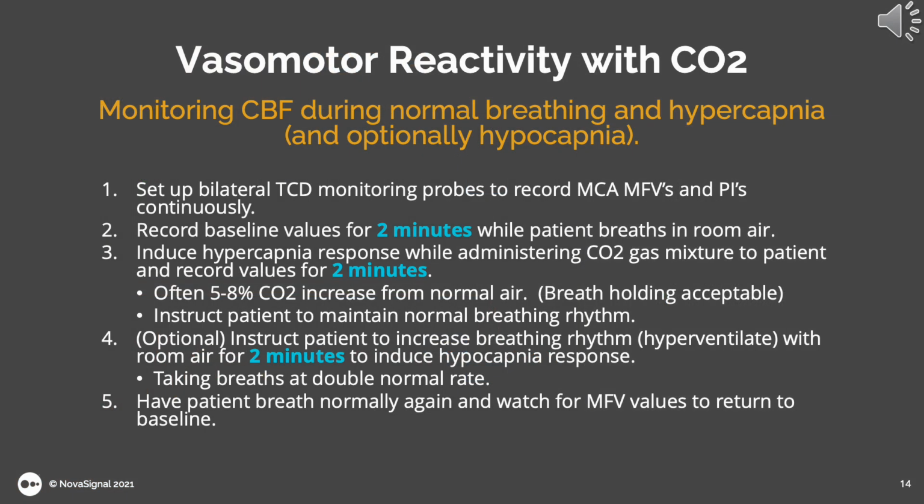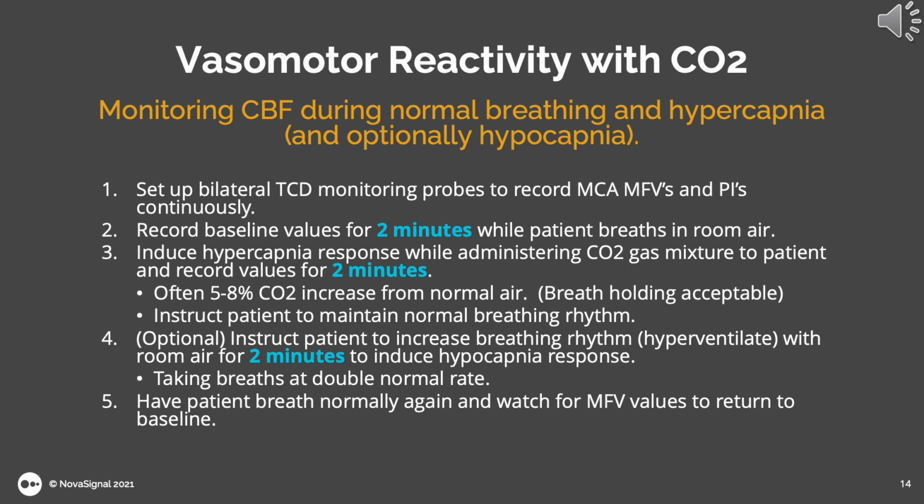Another exam we will cover today is vasomotor reactivity with CO2, which is the monitoring of cerebral blood flow velocities during normal capnia, or normal breathing, and hypercapnia induced by administered CO2, and optionally, hypocapnia, or hyperventilation. So how do we perform a VMR exam using TCD?